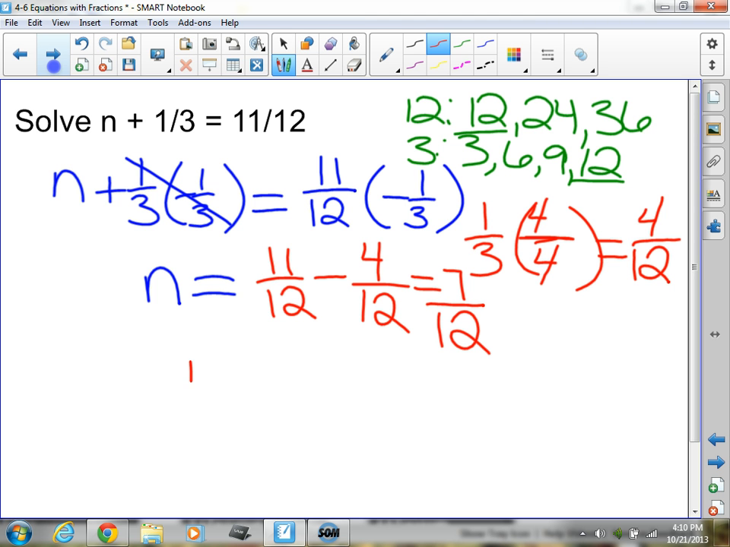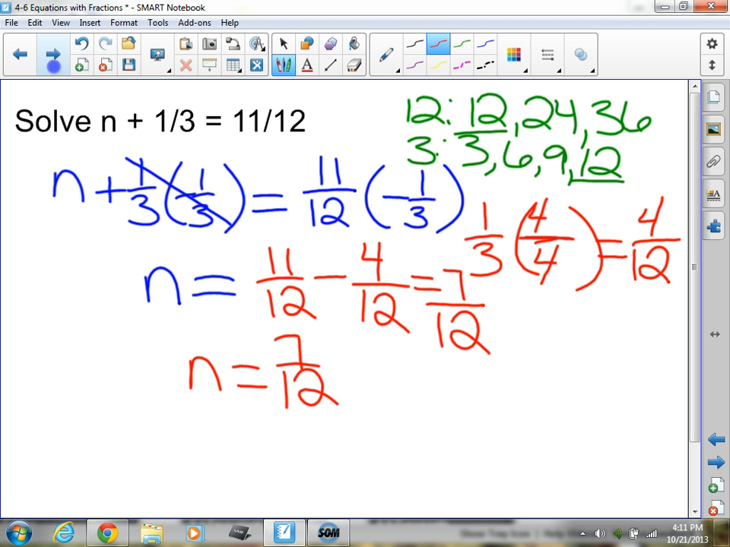So n equals 7/12. Now I'm going to take a second look at this fraction just in case I missed something. I need to ask myself, is this fraction in its simplest form? Can I reduce it any further? I know that 7 is a prime number, so nothing goes into that to make it smaller, and it can't go into 12 evenly, so I know it's not 1/2.